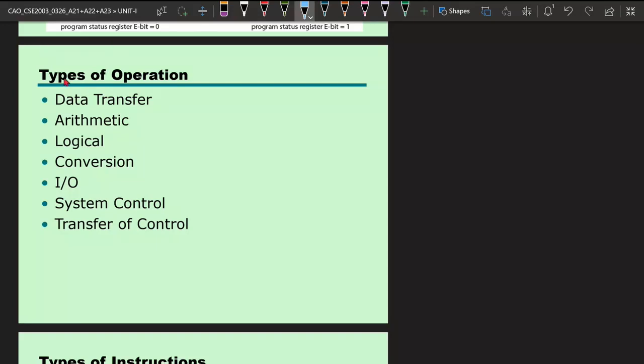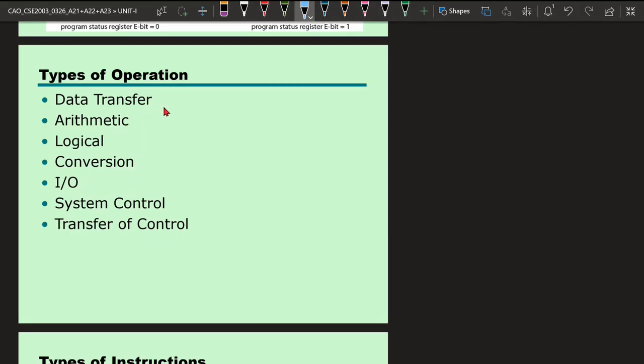Next, we will see different types of operations. Here, the different types of operations of a CPU or a processor are defined in terms of data transfer operations, arithmetic operations, logical operations, and conversion. Different types of conversions are there. Input output related operations, system control related, or transfer of control instructions. We will go through these operations one by one.